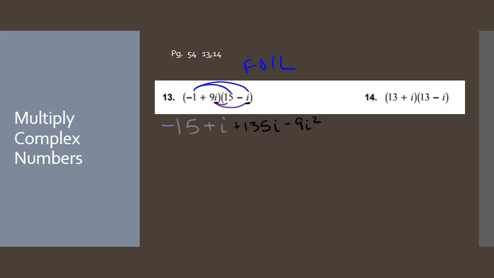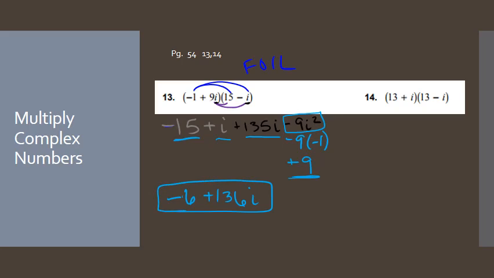Okay, so now the difference with this one is that we already talked about how I squared stands for negative 1. So now I'm going to look at this last term as negative 9 times negative 1, and I'm going to call that positive 9. So now I'm looking at negative 15 and adding it with 9. So it'll be negative 6. And now I can take my like term of I and 135I, which should be 136. So that should be your final answer for that one.